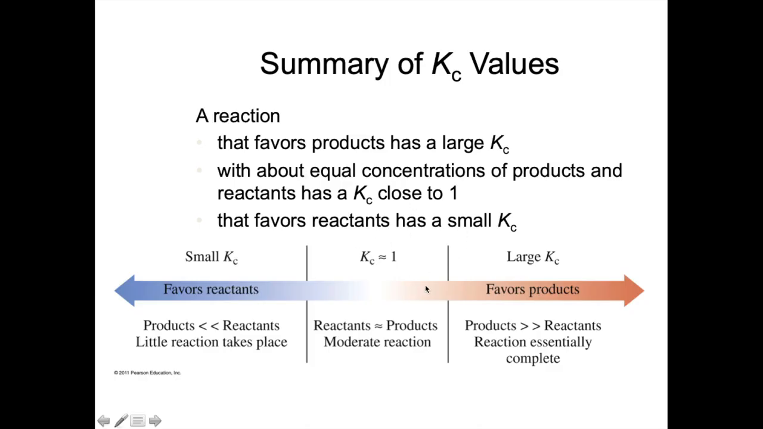Of course, if your value of Kc is somewhere in the ballpark of 1, I'd even go so far as to say somewhere between 0.1 and 10, somewhere in that ballpark, that means you have roughly equal amounts of reactants and products. When I say equal, I just mean on the same scale, right? It doesn't mean that it has to literally be equal. And so that means you're going to hit equilibrium with relatively even amounts of reactants and products.